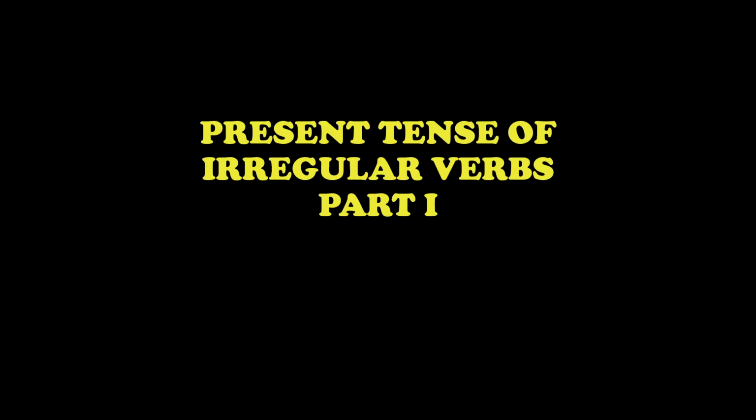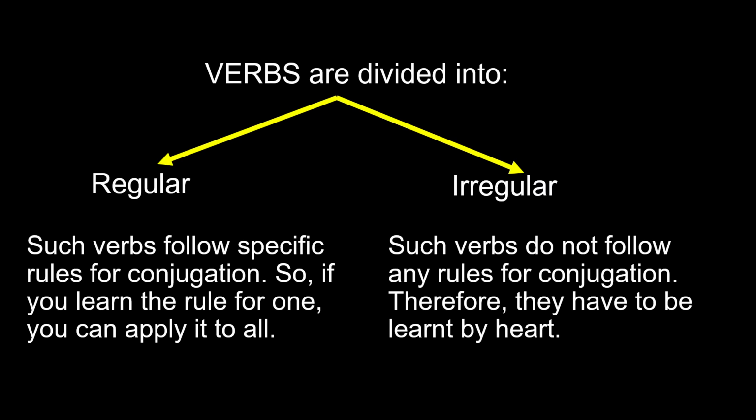We're going to be taking up a new and very important topic, that is verbs. The topic for today specifically is present tense for irregular verbs. This is the first part where we'll be looking at 3 irregular verbs. But first, let's know the basics that verbs are divided into 2 categories in French. You have the regular verbs on one side and you have the irregular verbs on the other.